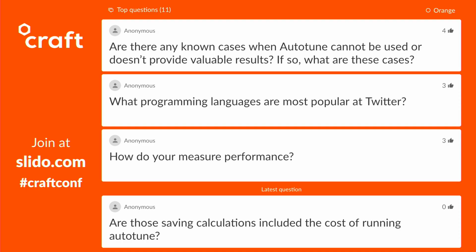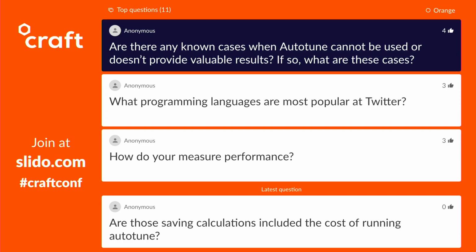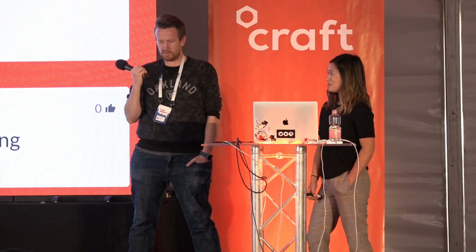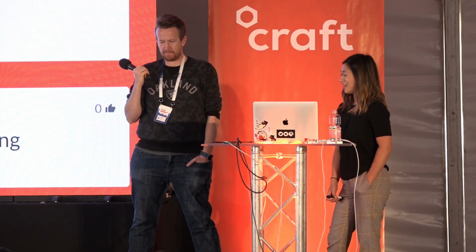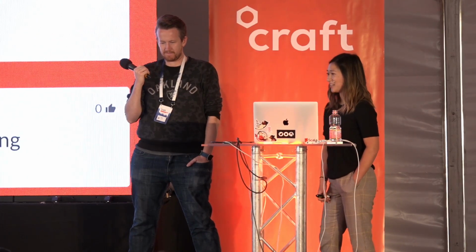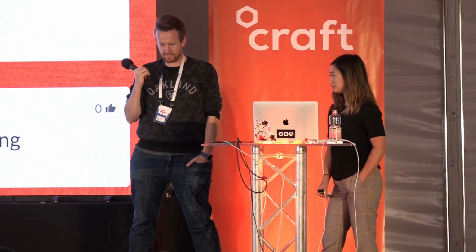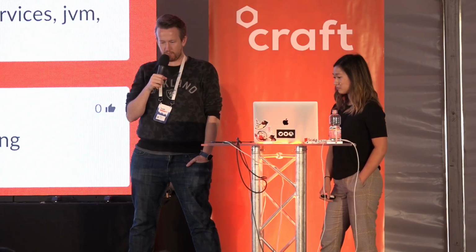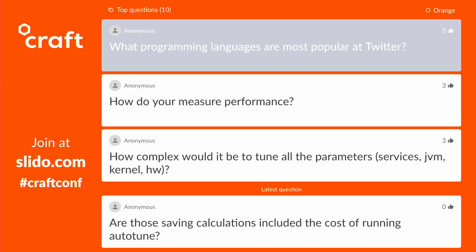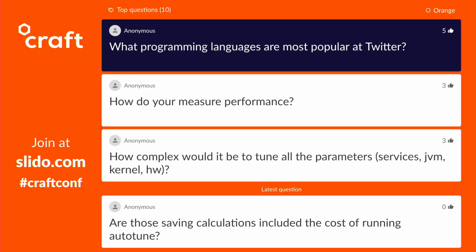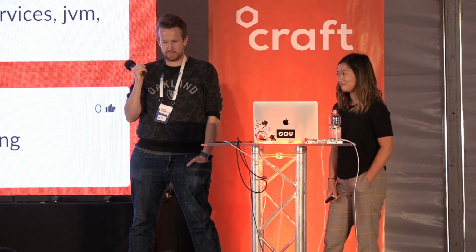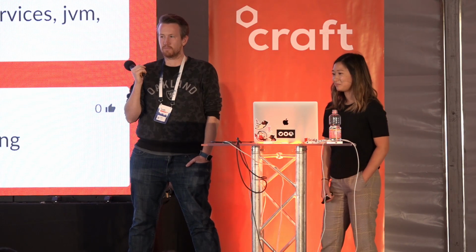Are there any known cases when auto-tune cannot be used or doesn't provide valuable results? If so, what are these cases? I'm sure there are cases where it can't be used. I can't think of any ones right now. Cool. What programming languages are most popular at Twitter? Scala is our biggest language, so most people use Scala.